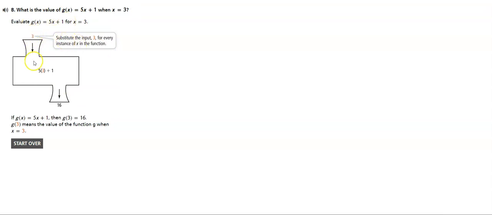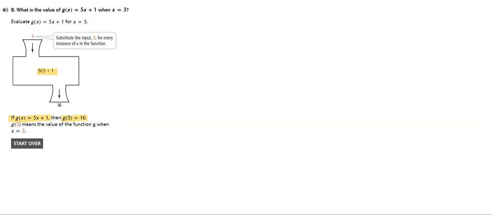We're going to substitute 3 as our input. We are then going to solve here, follow this rule. So if x is 3, then my rule is now 5 times 3 plus 1. So 5 times 3 is 15 plus 1 is 16. And we then get our output of 16. So if g of x equals 5x plus 1, then g of 3 equals 16.